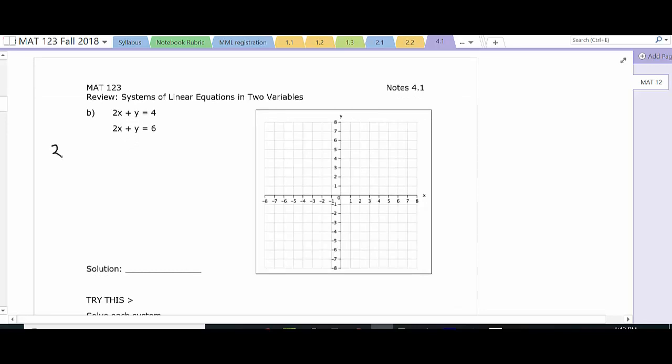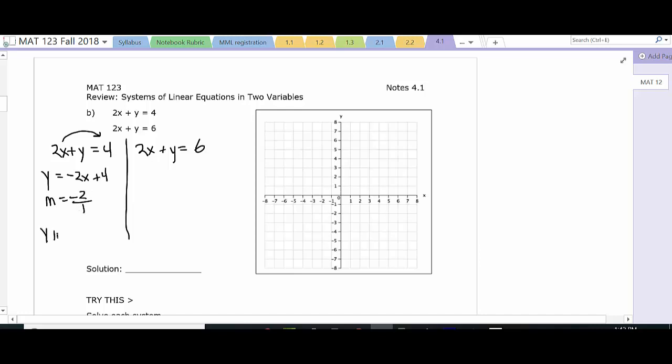The first equation is 2x plus y equals 4. The second one is 2x plus y equals 6. We're going to do the same thing. We're going to solve for y and graph both equations. So I'm going to move this to the other side to get y equals negative 2x plus 4. The slope is negative 2 over 1. The y-intercept is the point (0, 4).